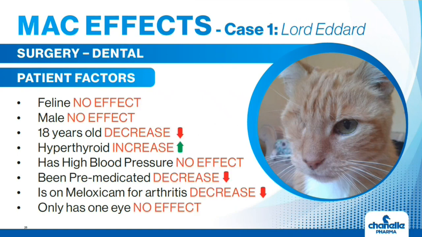Okay, so the fact that Lord Eddard is a cat is going to have no effect on MAC. The fact that he's male has no effect. That he's 18 years old, this means that the MAC is going to decrease. That he's got hyperthyroidism, this is going to increase the MAC. That he's got hypertension, this is going to have no effect. The fact that we plan to pre-medicate him, this is going to decrease the MAC. And also that he's on meloxicam for his arthritis, this again is going to decrease the MAC. And finally, the fact that he's only got one eye, this has no effect. So overall, in Lord Eddard's case, MAC is going to be decreased.